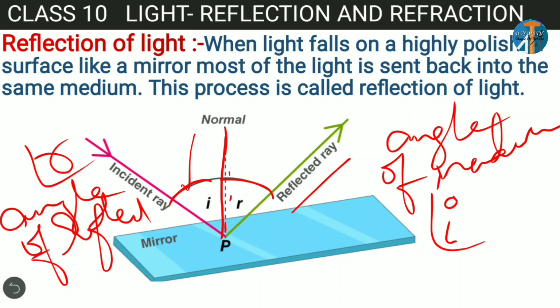So the ray which strikes the mirror is the incident ray. The ray which goes back is the reflected ray. In between them we have the normal. Between them we can observe two angles. I is the angle of incidence, R is the angle of reflection. The angle of incidence forms between the incident ray and the normal line. The angle of reflection forms between the normal line and the reflected ray. It is clear about reflection of light.